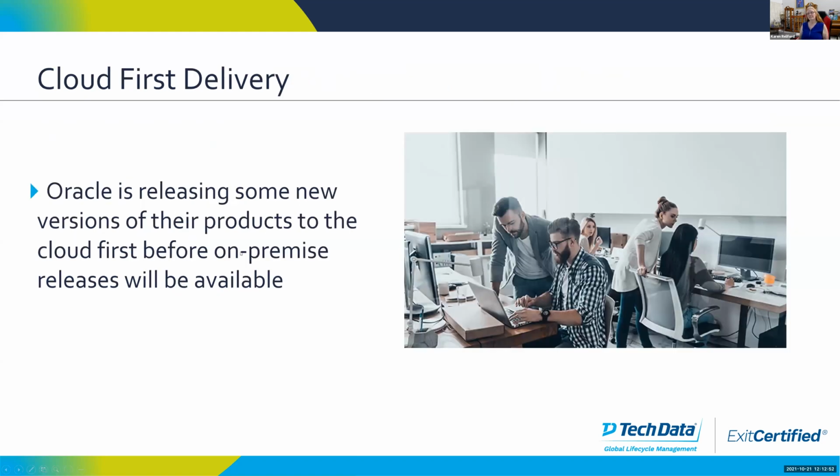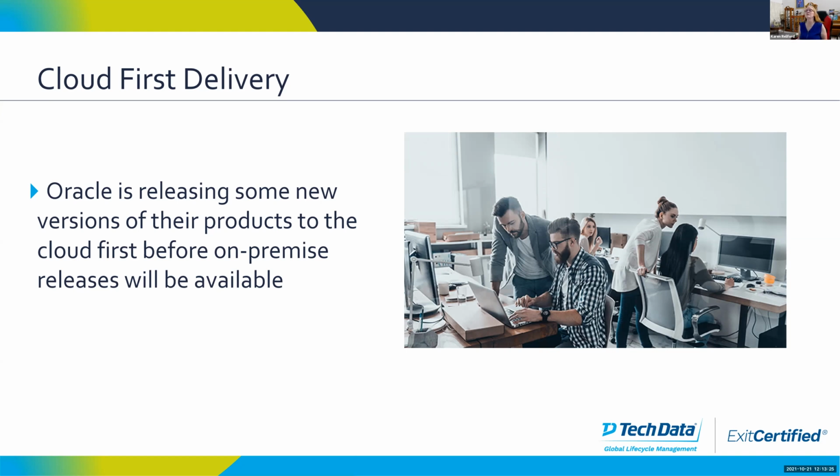All right. Now, cloud first delivery. One of the things that Oracle has started to do, and they did this with the database 21c, and I'll show you this in a second, is that as they're releasing new versions of their product, in particular their databases and some of their core products, Oracle is releasing things to the cloud before they're releasing it to on-premise download.